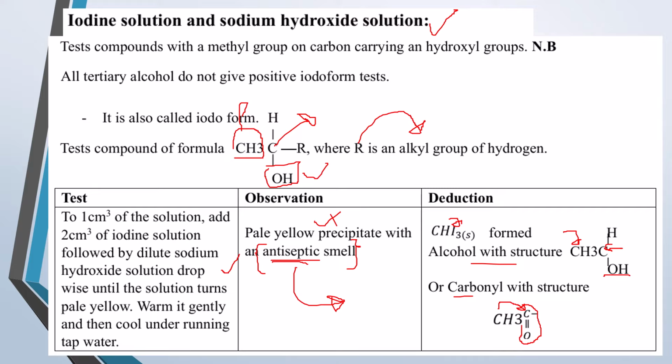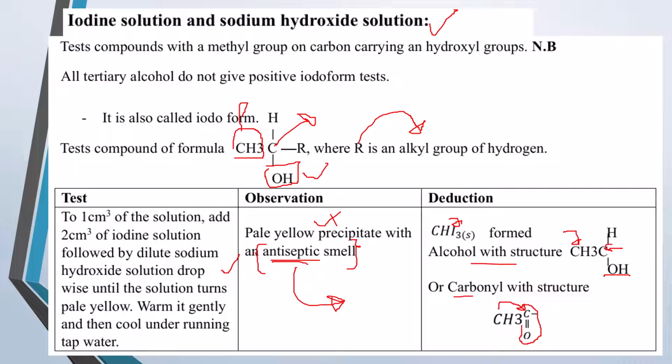Iodoform test, or iodine solution in sodium hydroxide solution, is going to be positive only for compounds that have a methyl group attached to the carbon atom carrying a functional group. And the positive test is going to be seeing a yellow precipitate, and that precipitate is due to formation of triiodomethane.